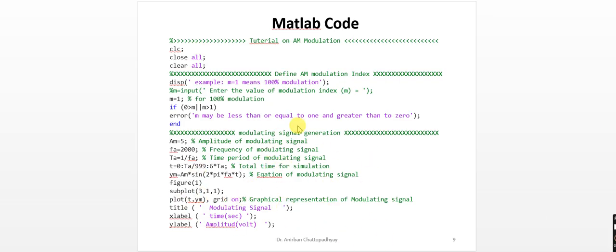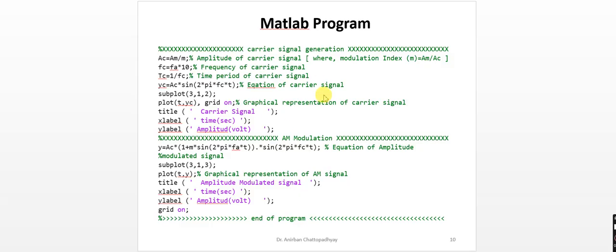First it will plot the modulating signal, then I generate the carrier signal. For the carrier signal amplitude Ac, I generate it as Am by m. Then fc, I take the frequency of the carrier signal, and the time period, I generate the signal and plot the carrier signal. Lastly, the AM modulated signal. We know the mathematical expression of the modulated signal, I have already derived it in the previous session. So y is equal to Ac into (1 plus modulation index into the message signal) into the carrier signal. This is the modulated signal equation, and it will plot in this way.